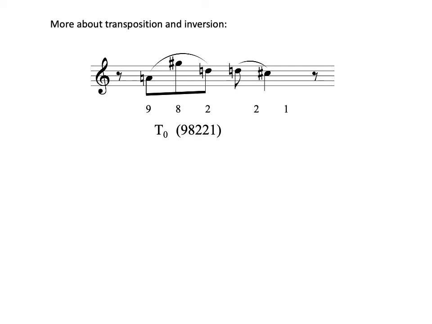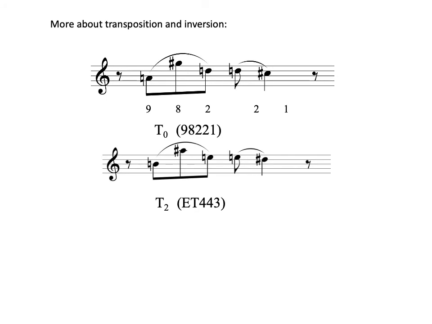You just add 2 to every note or every number in the set. So instead of coming up with 9, 8, 2, 1, you add 2 to all those and come up with 11, 10, 4, 3. That's transposition 2. And if you want to turn those into notes, you just write all the notes 2 half steps higher.